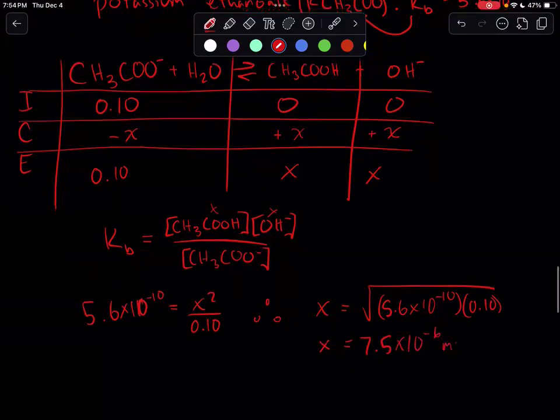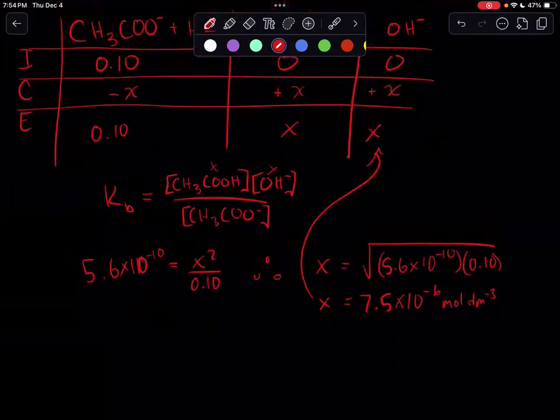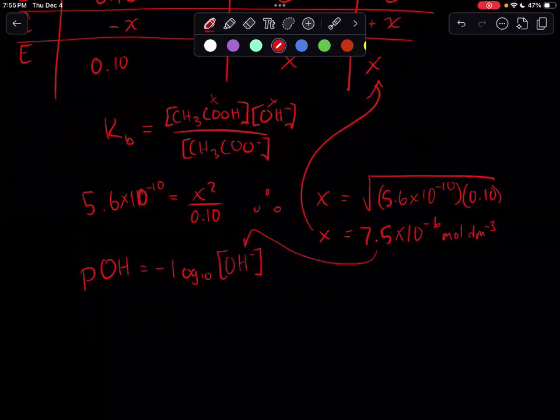This is our concentration, so it will be moles decimeter cube inverse. Looking at this, this is our concentration of hydroxide. So if I have the concentration of hydroxide, I can find pOH, which will be equal to the negative log base 10 of that concentration. Just plugging that number into my calculator, I'll find that my pOH is equal to 5.1.